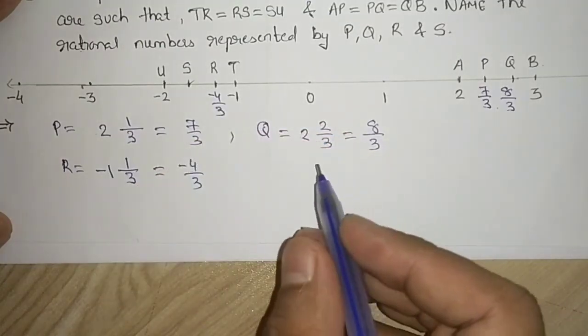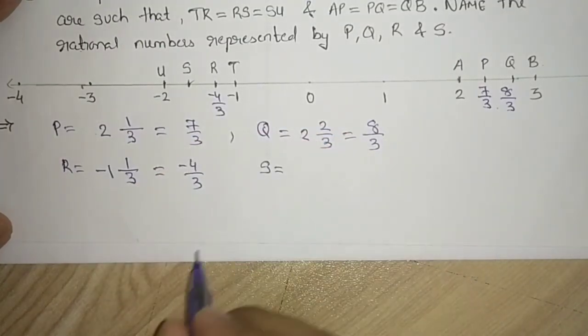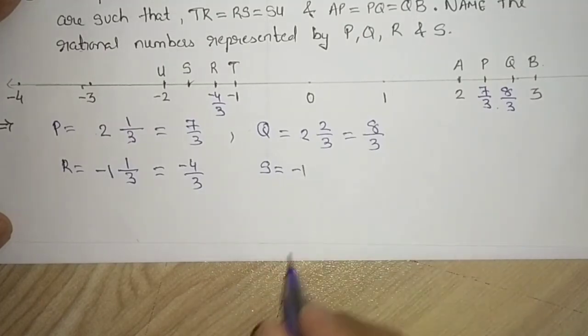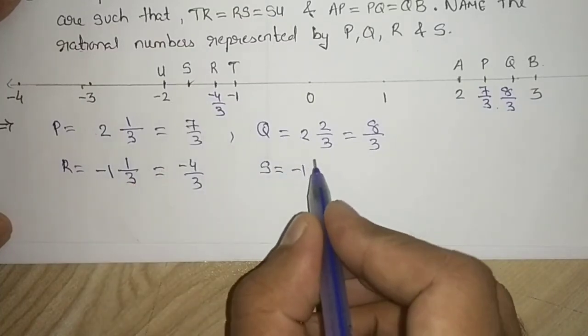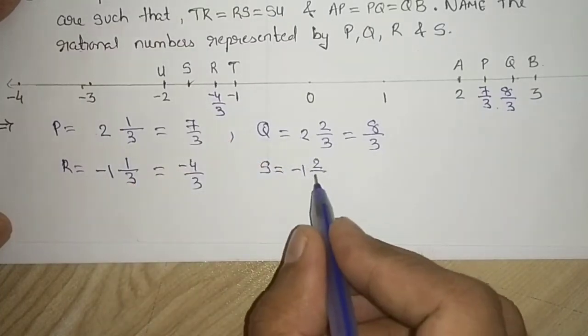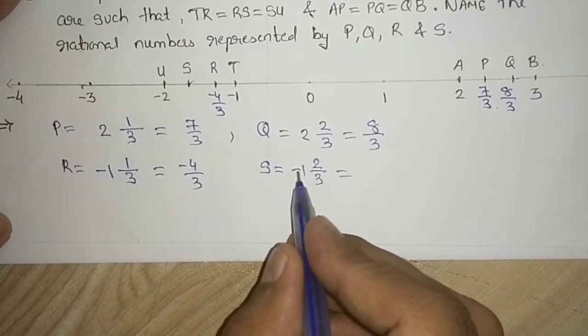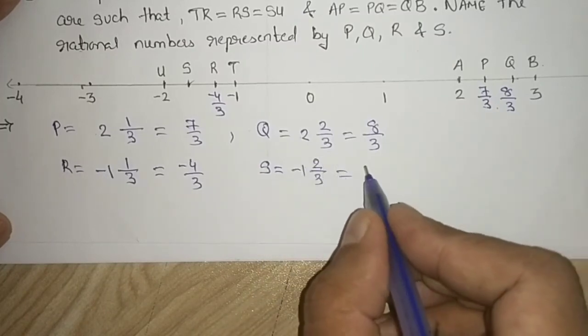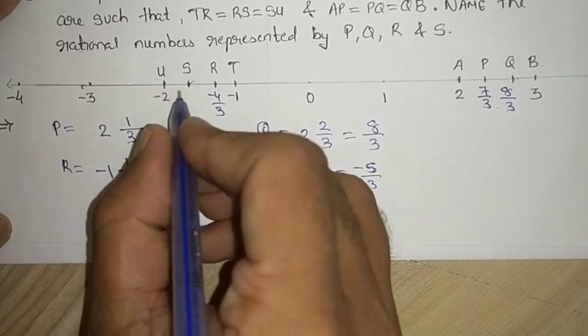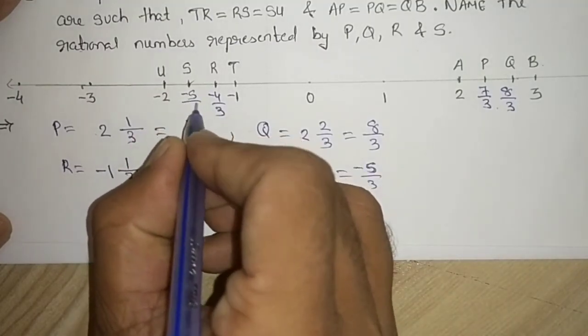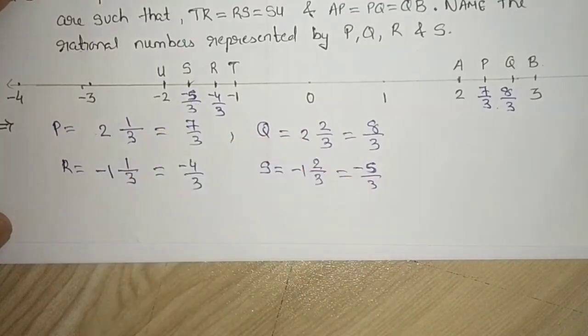Coming to the last point, that is S. Same way, the whole number part is minus 1, whole integer is minus 1, and then S lies on the second part out of 3 equal parts. So 3 ones are 3 plus 2, 5, but negative. So minus 5 by 3. So S is minus 5 by 3.